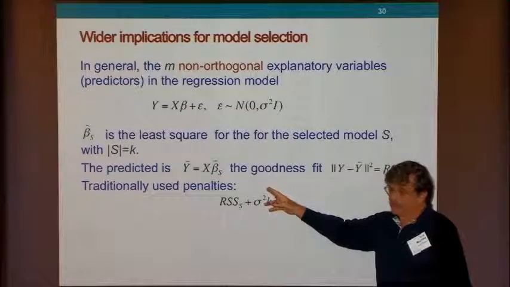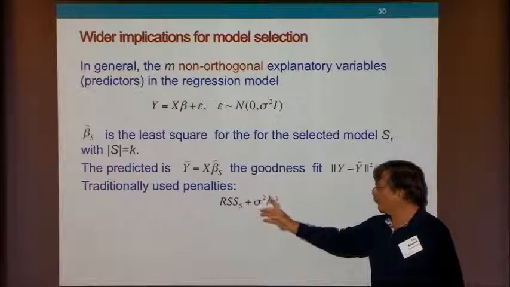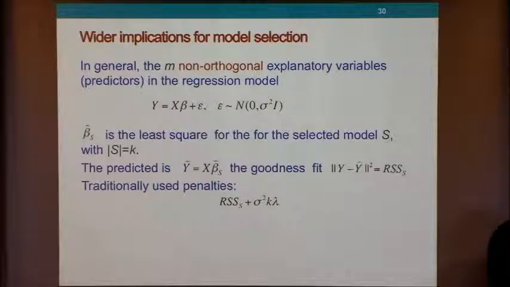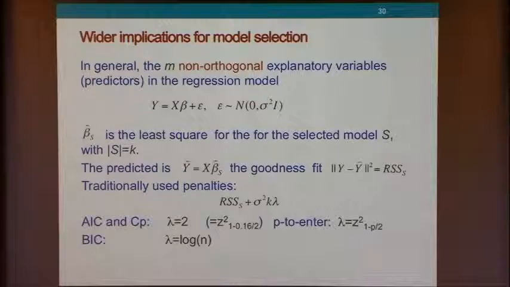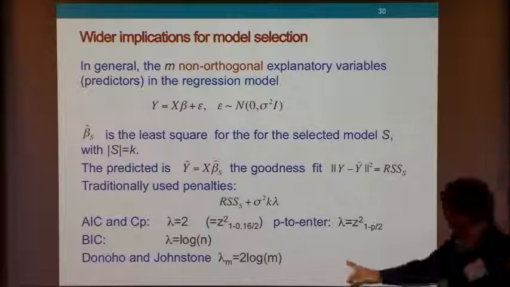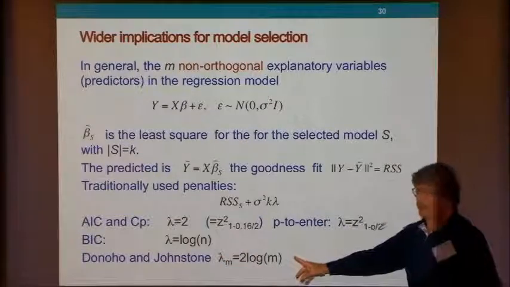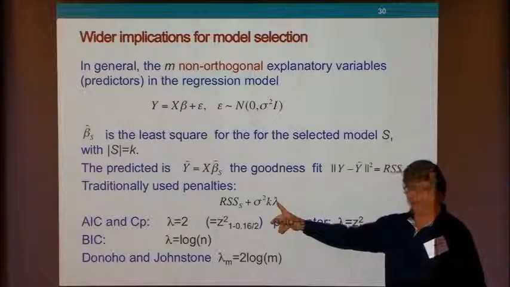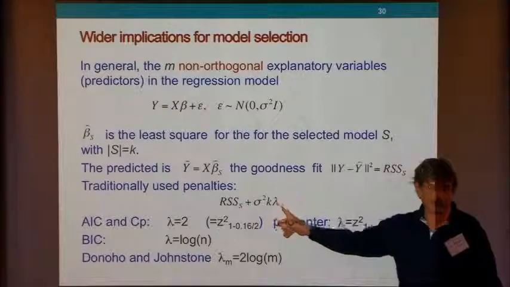And we traditionally use this formulation with some lambda times the number of parameters in the model. That will cover the known cases of AIC, Cp and BIC. They all have constant lambda. And Donoho and Johnstone's contribution is making this lambda depend on m. That is, the larger the model, the larger the coefficient that enters here per parameter has to be.